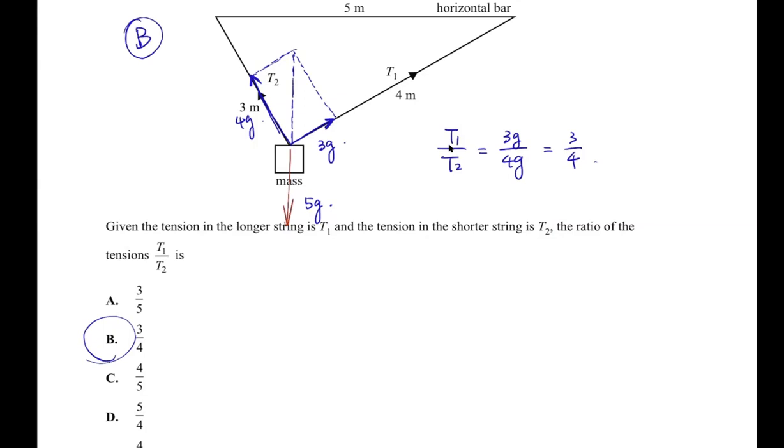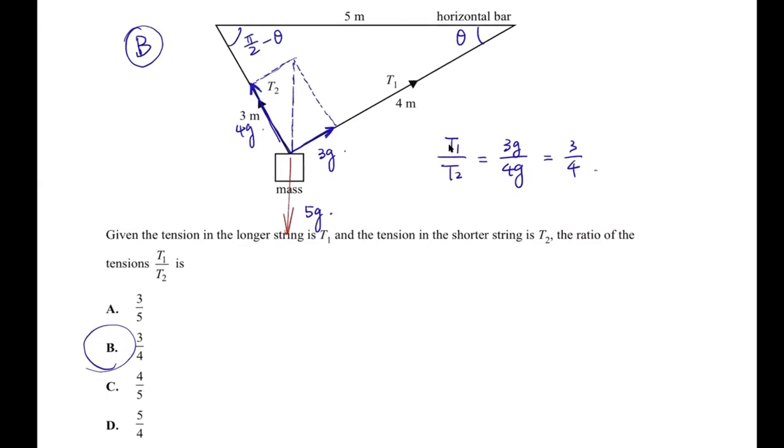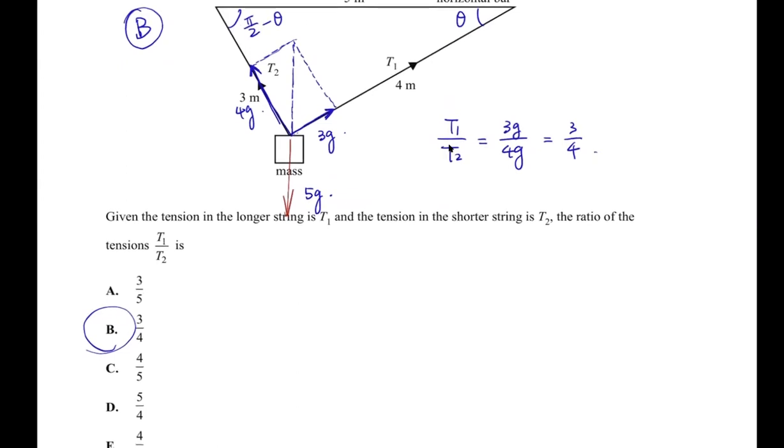Alternatively, you could do some unforced resolution, but it involves complicated parameters. You have to set, for example, this angle here is theta, this angle here is half pi minus theta, and do simultaneous equations, which will be ugly, okay? Always remember, in an equilibrium situation with two ropes, think the other way around. It's the inverse proportionality, okay? Longer rope means shorter force for equilibrium situations.